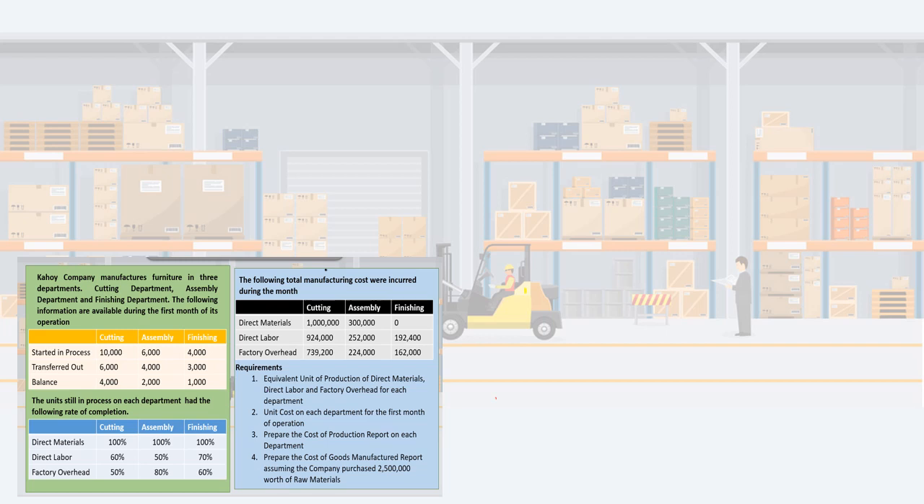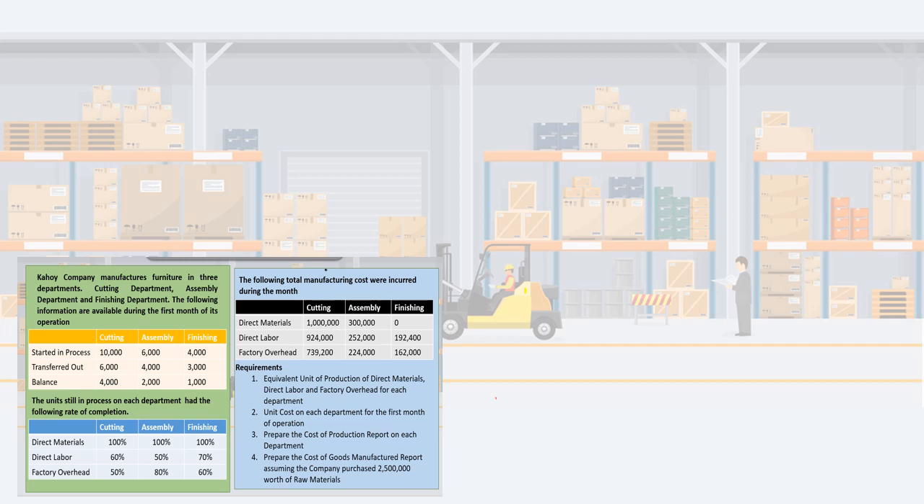Di ba ang computation natin ng unit cost is total cost over equivalent unit of production. Then ang unit cost, gagamitin naman natin to determine the amount to be allocated sa ending inventory at yung amount na ilalagay natin sa transferred out and eventually magiging part ng cost of goods manufactured. So actually, madali lang naman ang computation ng equivalent unit of production. Pero kung bago ka pa lang sa process costing, nakakalito talaga siya.